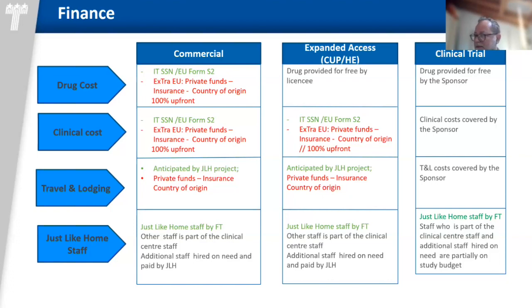When we move to expanded access, the sponsor, the owner of the drug product, can only give the treatment free of charge. While the clinical costs for a European patient are covered by the form S2 of a transborder process to cover expenses for treatment abroad. But for extra-European patients, the S2 doesn't exist. So there must be, like for Turkey, the country or region that covers this cost, or private funds or insurance. For commercial treatment, the situation is even worse because even the treatment is not free of charge.